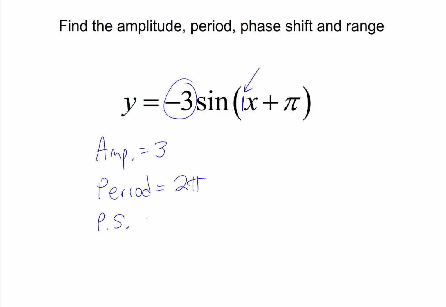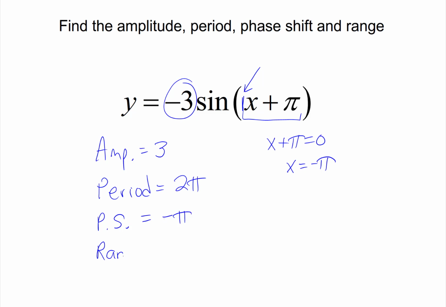Phase shift is going to be, if we set this equal to 0 and solve it, we'd have x plus pi equals 0, so x equals negative pi. So our phase shift is negative pi. So this graph is going to be shifted to the left by pi.